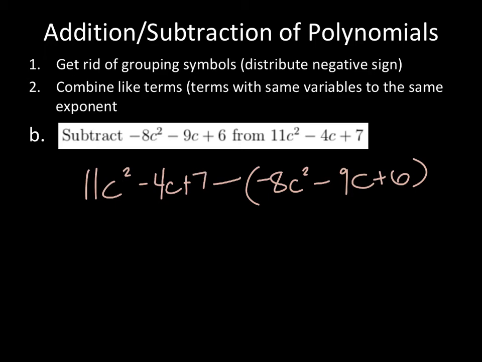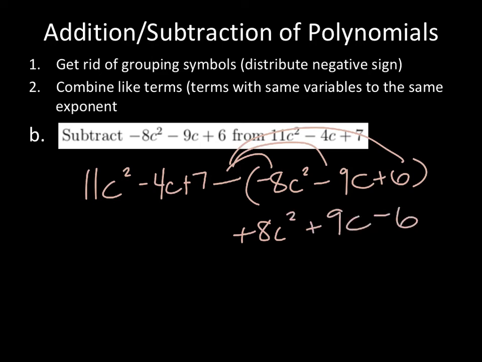Okay, I'm going to distribute this negative sign. When we distribute a negative sign, we're essentially just multiplying by -1. So this is actually going to change the sign of everything on the inside. So I have positive 8c, so plus 8c squared, plus 9c minus 6. And I'll just rewrite the ones at the beginning.